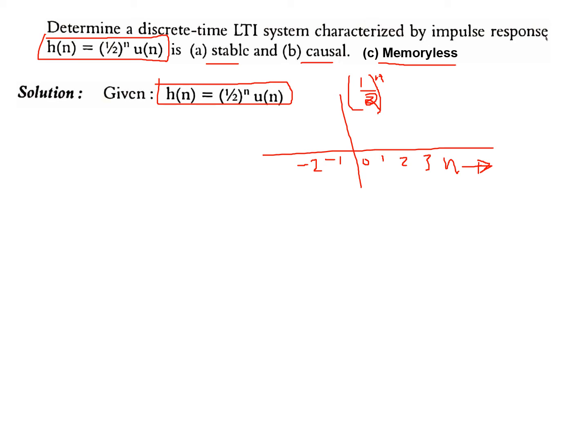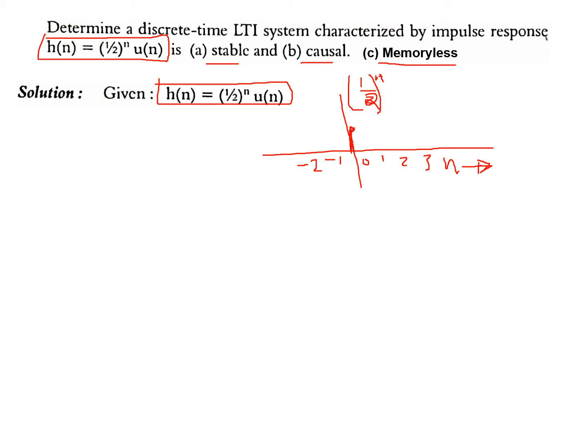This signal is actually an infinite duration signal. The signal will last forever, starting at minus infinity and stopping at plus infinity. But because in the actual system u of n is there, it is only right sided. Now let us try to plot only half to the power of n. So n equals 0: half to the power of 0 is 1. This is the first value.